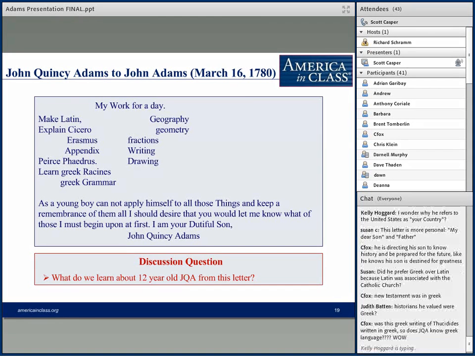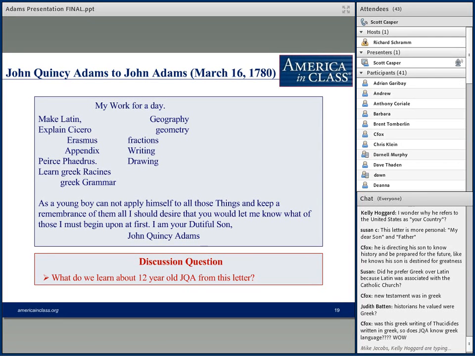My work for a day: make Latin, explain Cicero, Erasmus, Appendix, pierce Phaedrus, learn Greek, Racine's Greek grammar, geography, geometry, fractions, writing, drawing. And then he says, as a young boy cannot apply himself to all those things and keep a remembrance of them all, I should desire that you would let me know what of those I must begin upon at first. I am your dutiful son, John Quincy Adams.